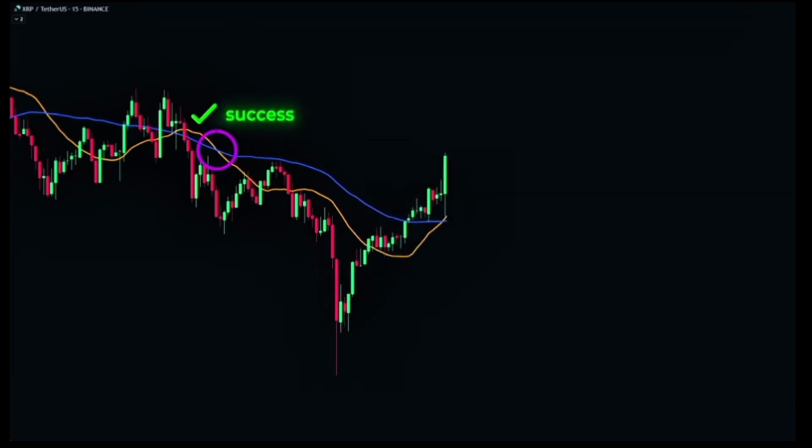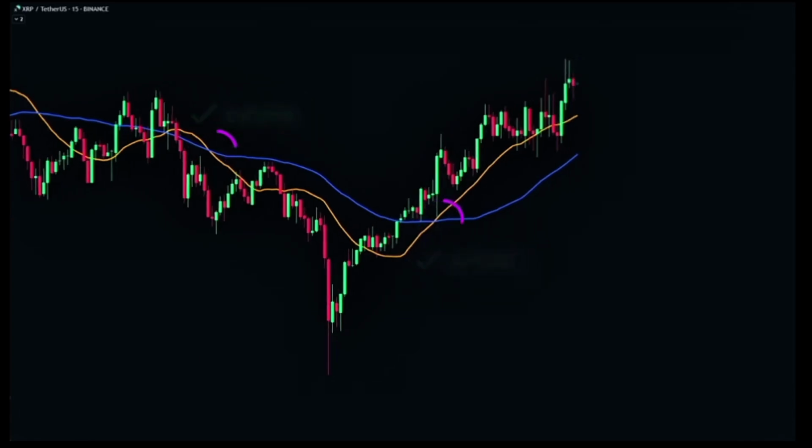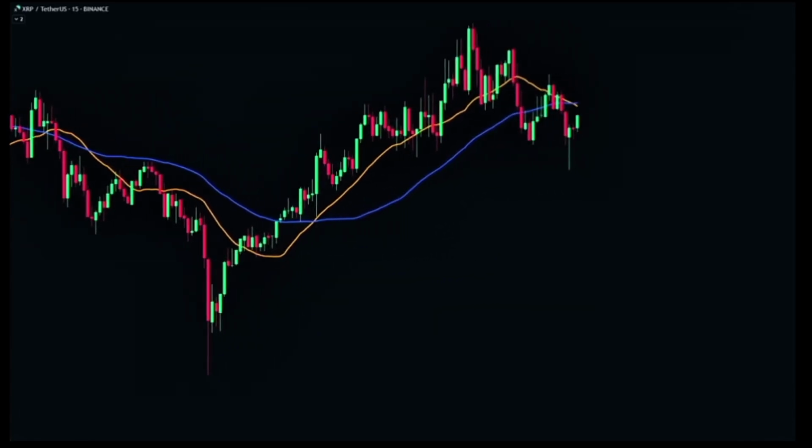Now looking at the second signal, it was an upwards crossover, so we would have entered long. And eventually price rallied higher. So this counts as a successful crossover. Now, since both of the last two crossovers were a success, we can confidently trade the next signal. And right here, we get a downwards crossover, so we enter a short trade.